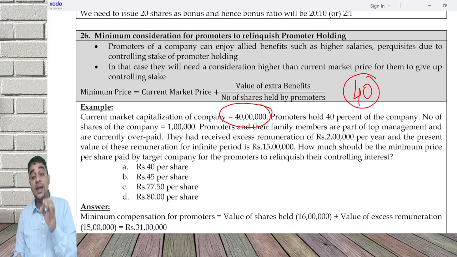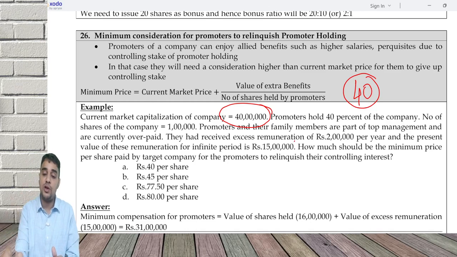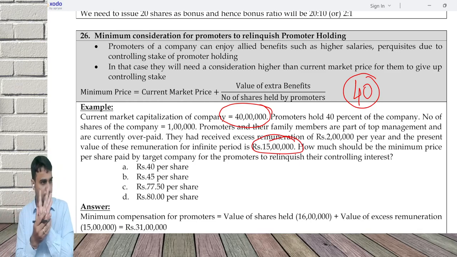They have received excess remuneration of 2 lakh per year. Every year they have been receiving 2 lakh extra. In future also they will receive it. Whose present value is how much? 15 lakh. So what this guy is saying is, give me 40 rupees and give me extra 15 lakh rupees.